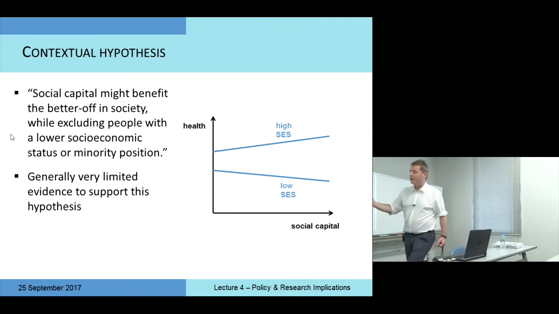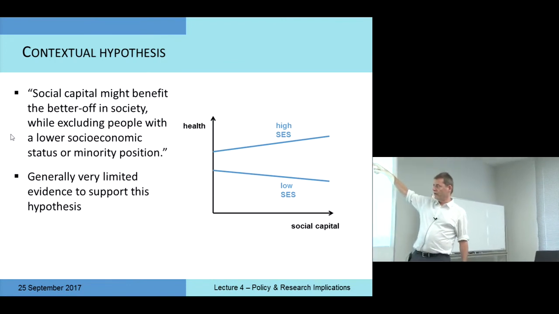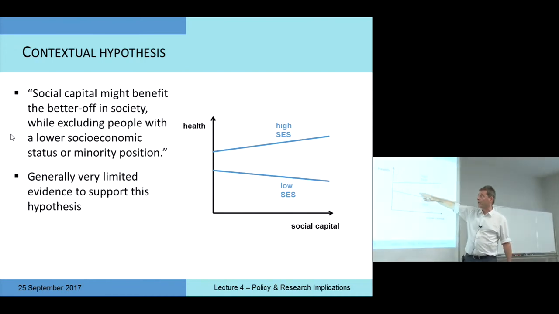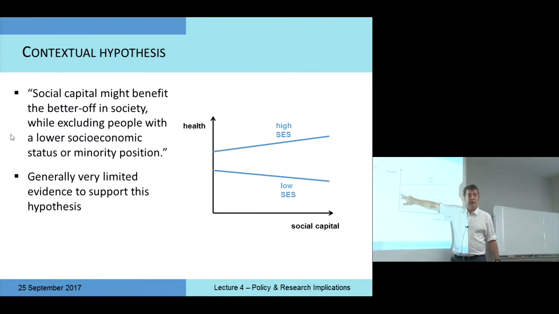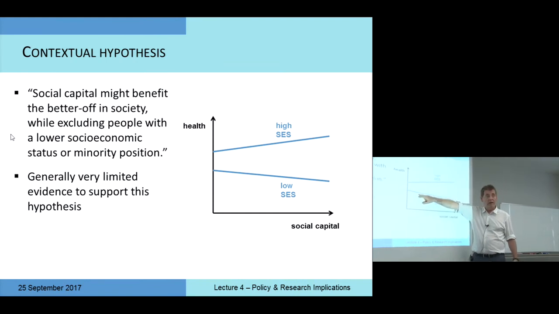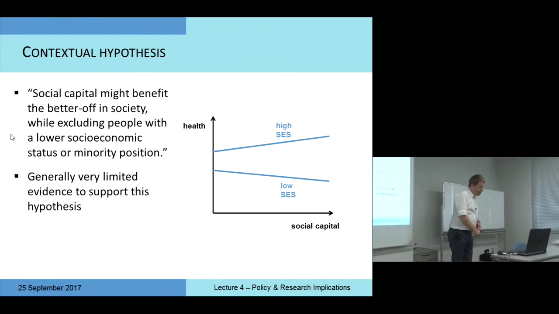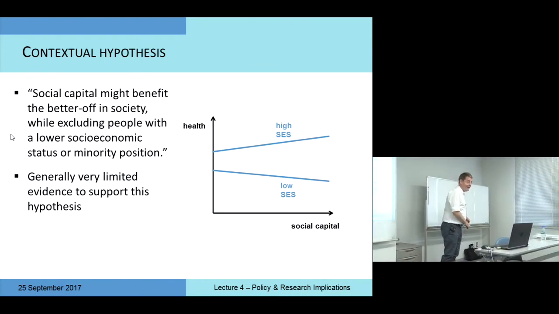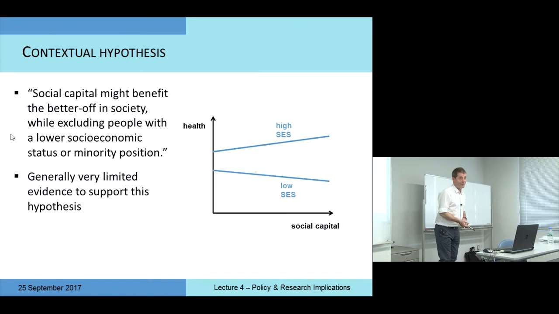And so here we've got it represented graphically. For the high socioeconomic status groups, strongish positive relationship between increasing social capital, increasing health. But for the low disadvantaged groups, as social capital increases, the very thing that's helping these other people, they're getting worse off. And maybe reassuringly, they found very limited evidence to support this hypothesis. Very limited.